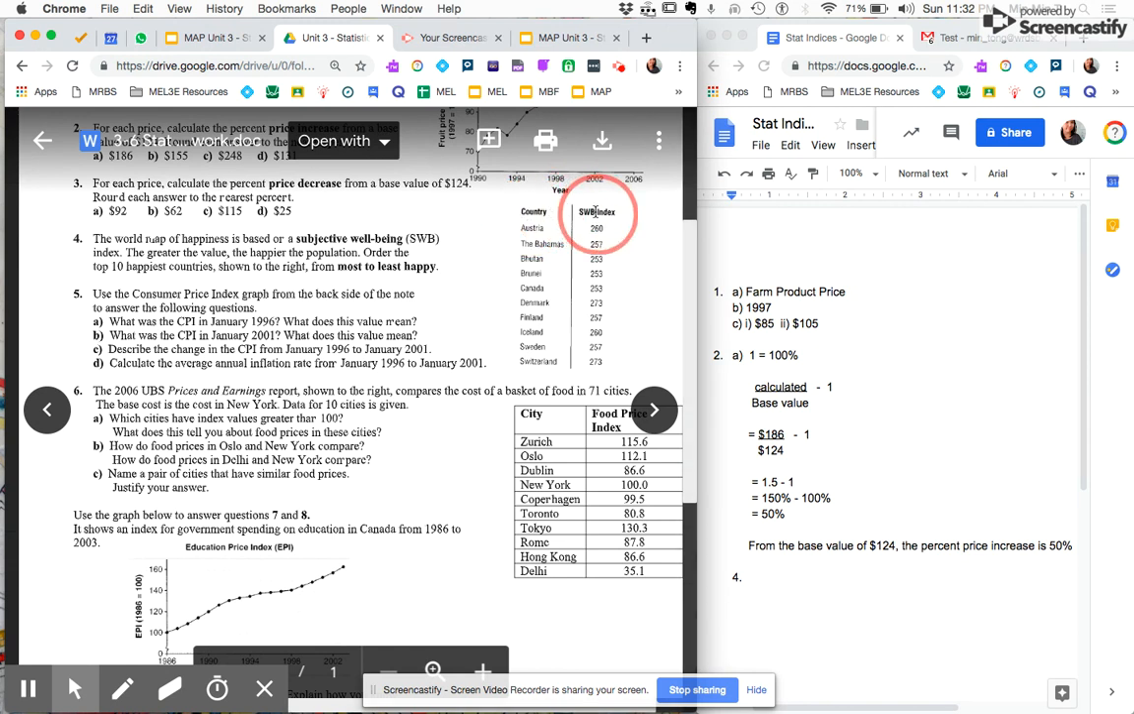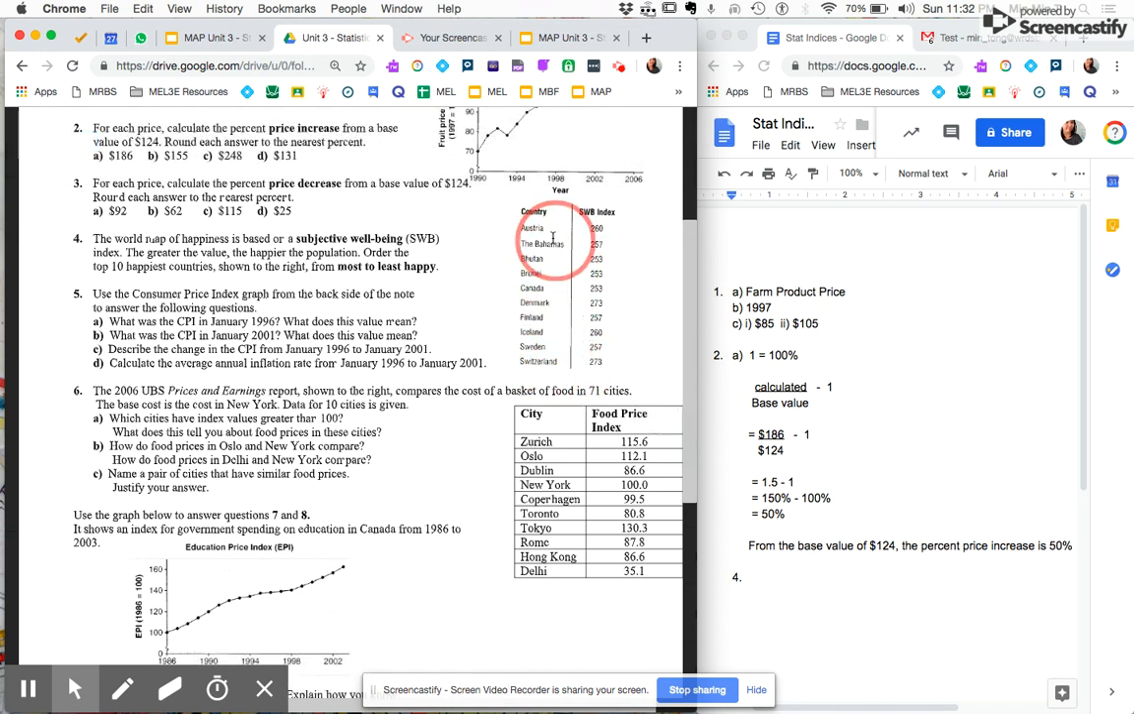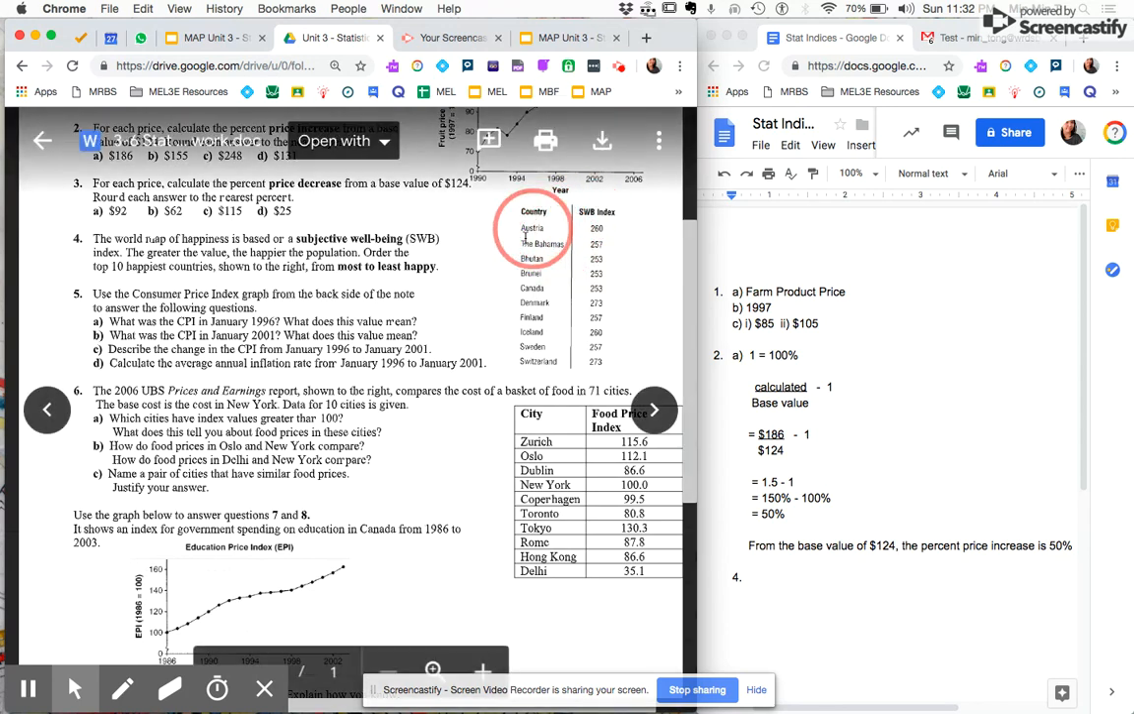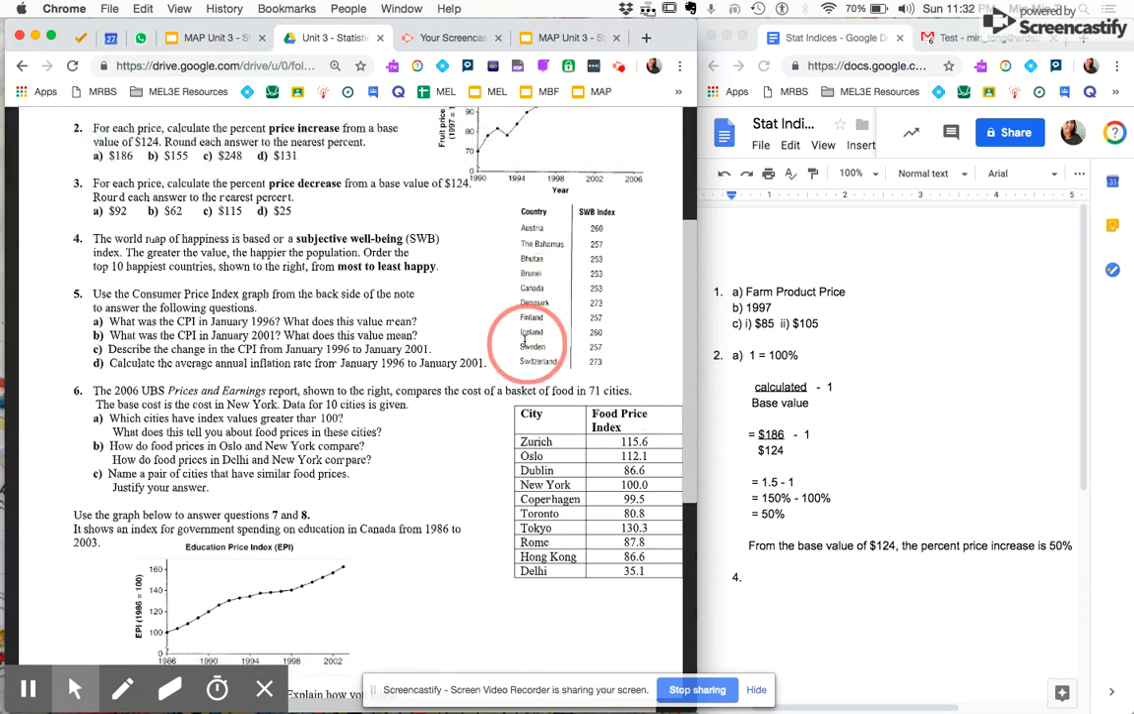Here I'm looking at this index, and you might be wondering, why is there no 100? Well, there's no 100 because we're only seeing a portion of this index. 100 is somewhere far below. These are countries aren't quite as happy according to this world map of happiness. So we're just looking at the top 10 ranking. Austria, Bahamas, Bhutan, Brunei, Canada, Denmark, Finland, Iceland, Sweden, and Switzerland.